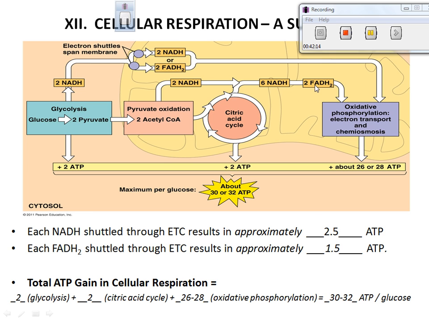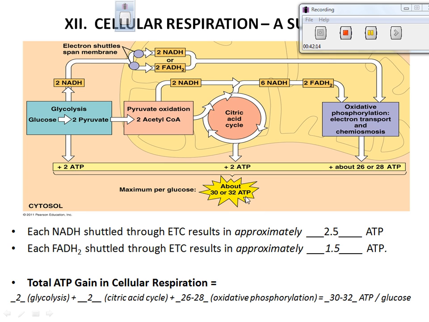And then the FADH, we're not going to use this one because we went with the NADH route. So all we have are these 2 FADH2s, and each of those is 1.5 ATP. So if you multiply those out, I think that's where this number 28 ATP comes from. So that 28 ATP was generated through chemiosmosis and oxidative phosphorylation. So 28 plus 2 here is 30, plus 2 here is 32.